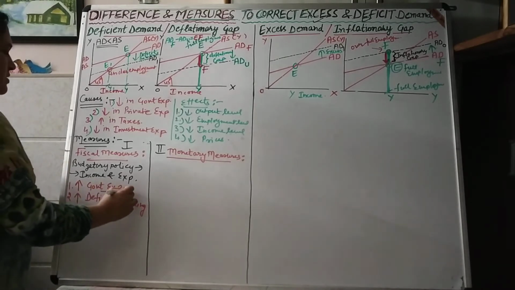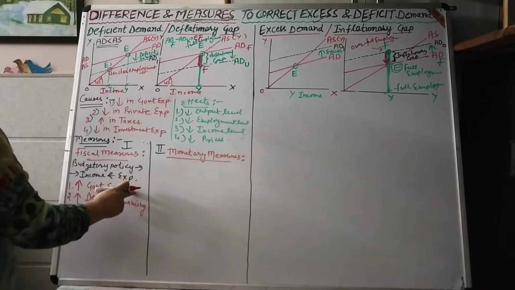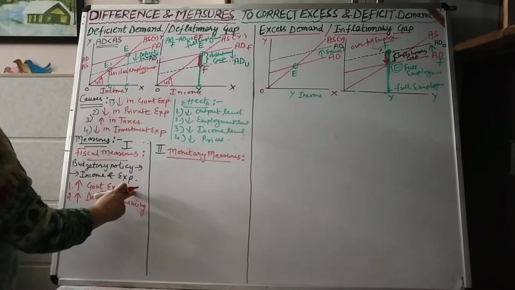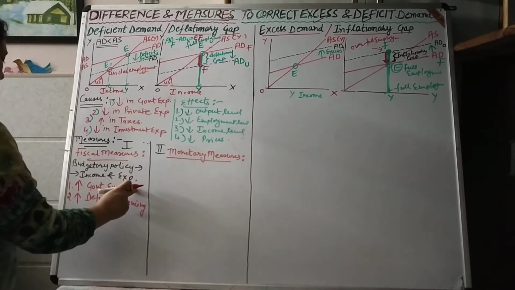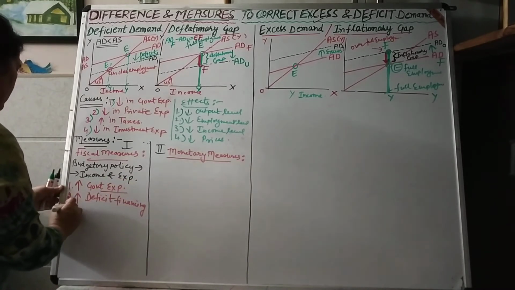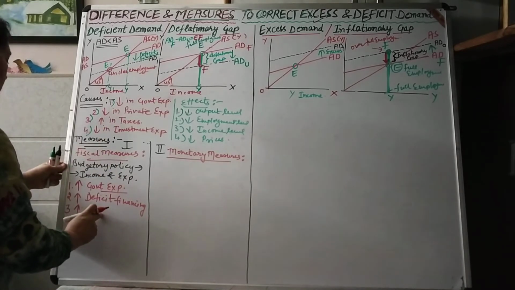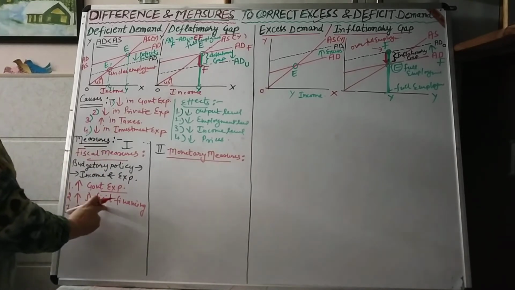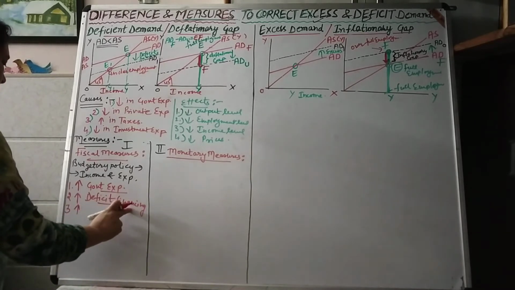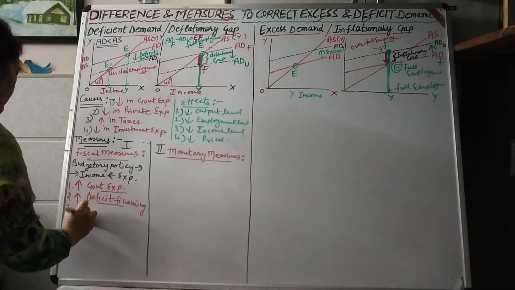Government expenditure means government should increase expenditure on education, on health facilities, on defense. Government should purchase defense equipments. So in this way, government can make expenditures to remove the situation of deficit demand from the economy. Then deficit financing means borrowing requirement of the government, and government should reduce taxes.